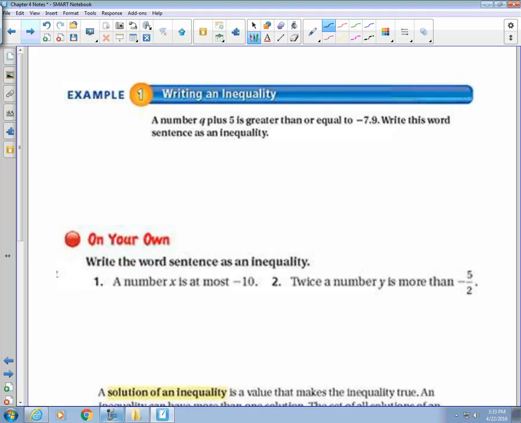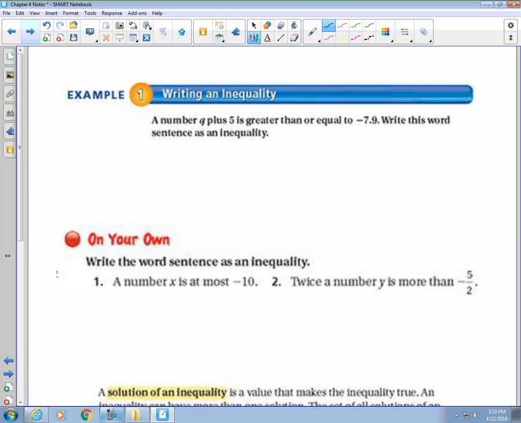Writing an inequality. Remember, we're writing and graphing inequalities in this lesson. So to write an inequality, we're going to take this word phrase and write a math sentence from this word phrase using inequality symbols and expressions. So keep that in mind. We have to look for the expressions and we have to look for the words that tell us what inequality symbol we need to use.